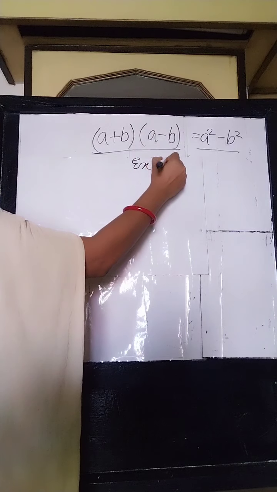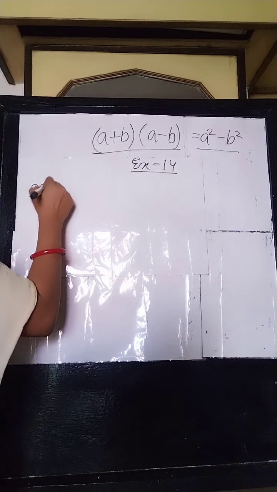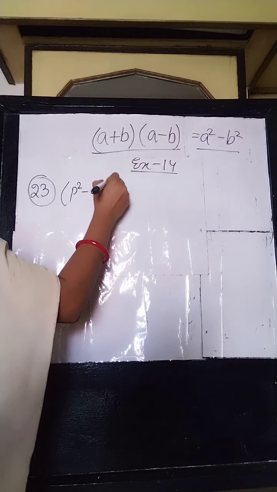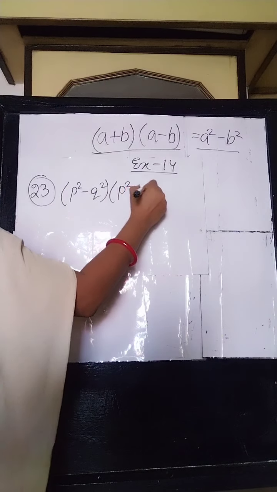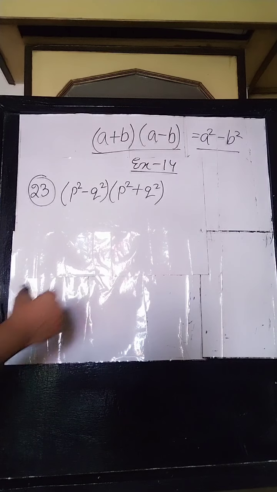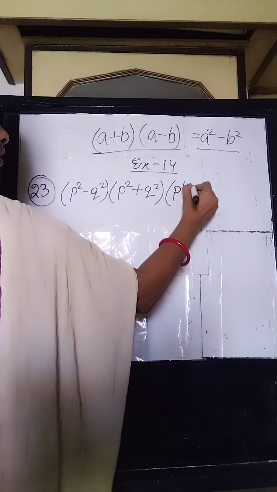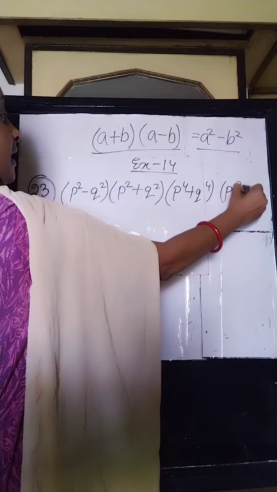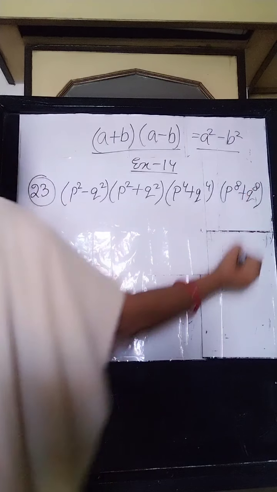The sums of exercise 14, sum number 23. Sum number 23 we are going to solve right now. So sum number 23, it is given that (p square minus q square) into (p square plus q square) into (p to the power 4 plus q to the power 4) into (p to the power 8 plus q to the power 8). This is the sum and you have to solve it.